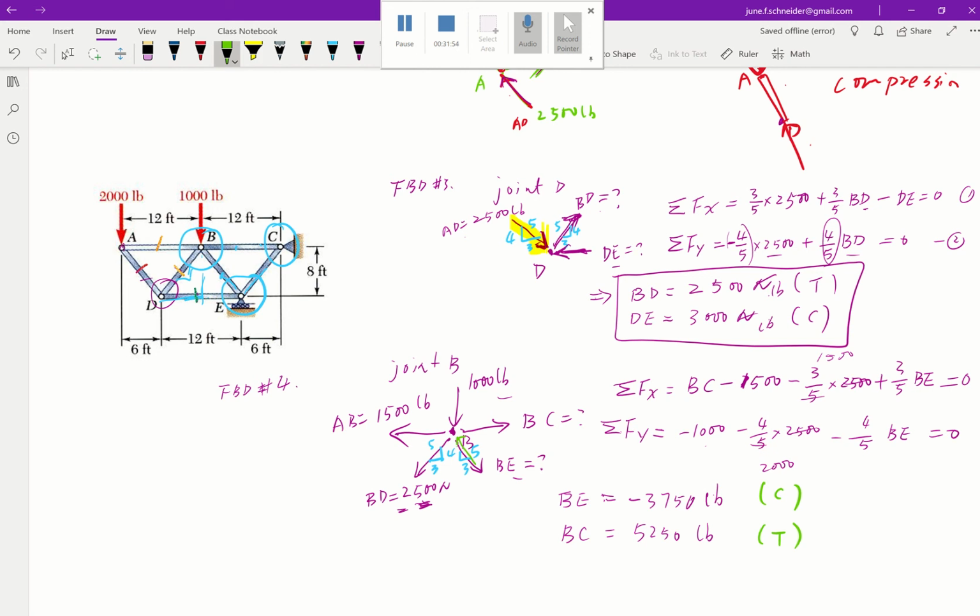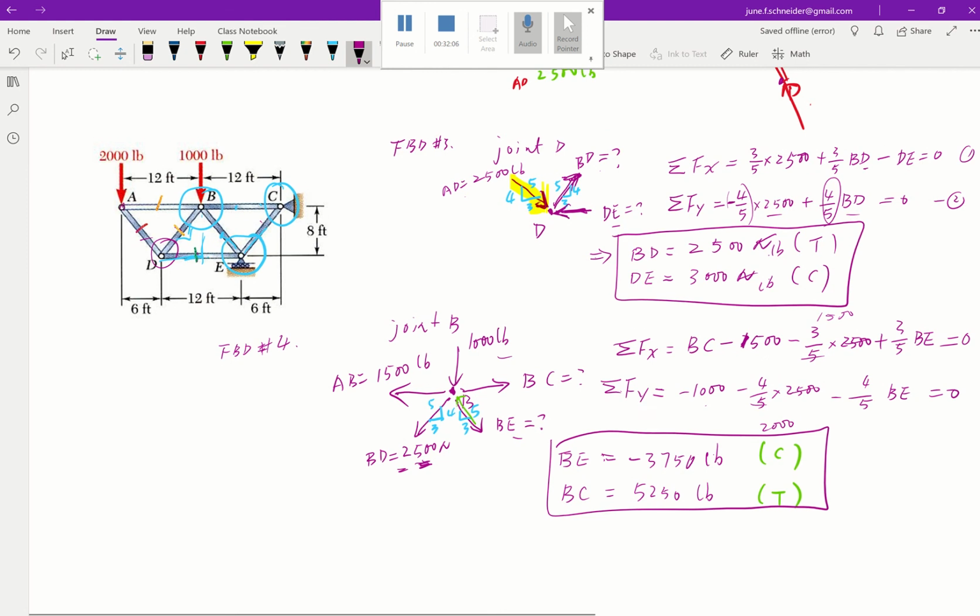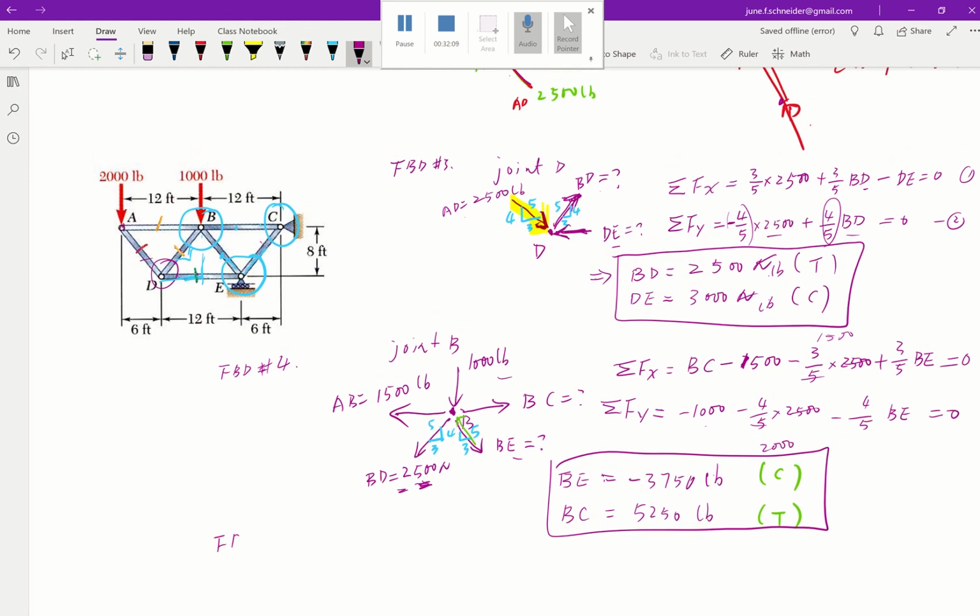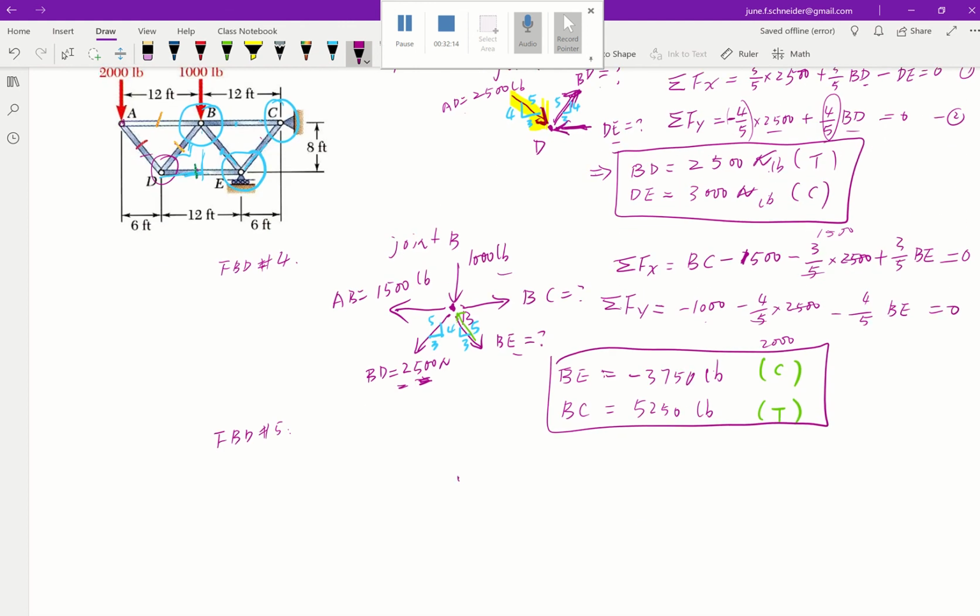So what is the only member we haven't done? The only one we haven't done is going to be our CD. So in order to do that, you can go ahead and look at our FBD number 5. That's the last one, right? So if you look at joint C here, when we cut around it, you cut BC and CE. However, we already know BC. BC is in tension, so in that situation, it's going to be away. That's BC, equal to 5250 pound.